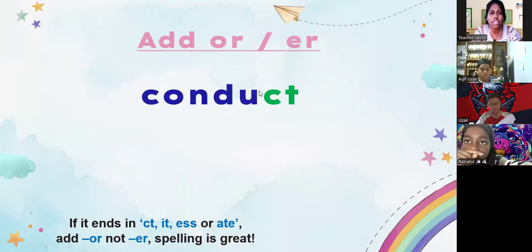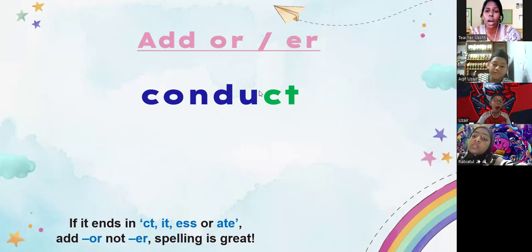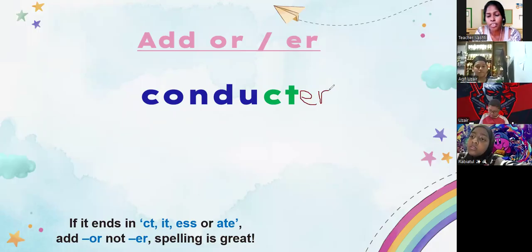Alright? Now, the first one is conduct. This is a verb. Okay, ini adalah kata kerja conduct. Cikgu nak tukar kepada noun. Tambah ER ke OR? ER. ER, betul? Cuba nyanyi lagu tu balik. If it ends with CT, IT, SOH, add OR.